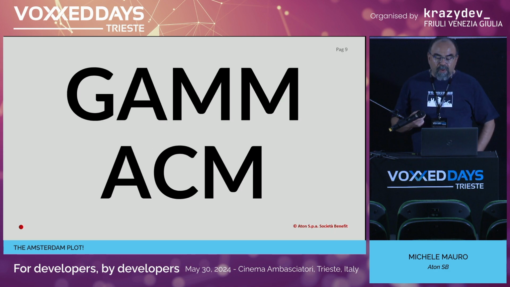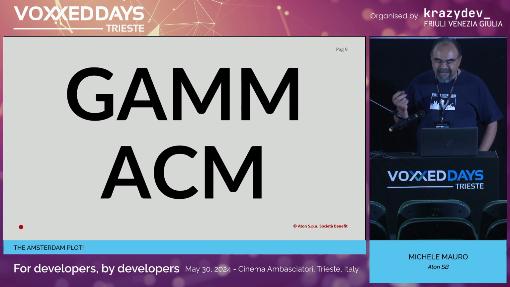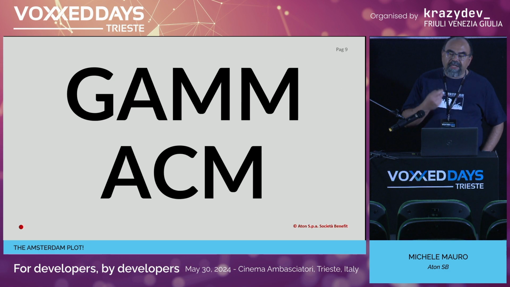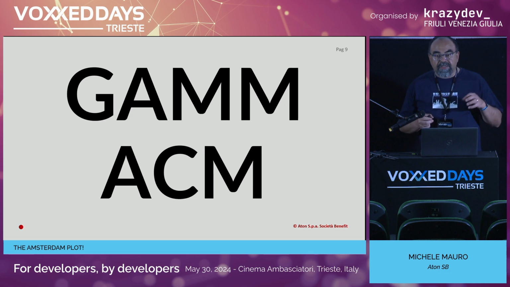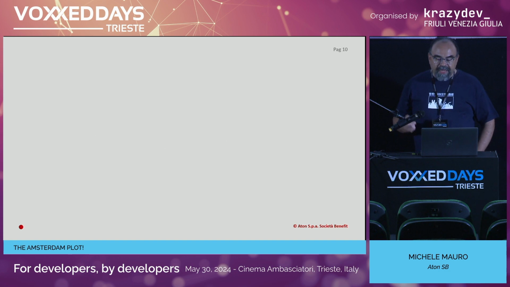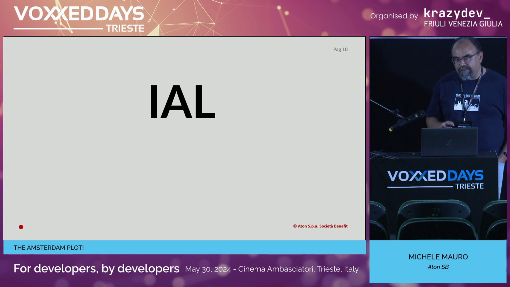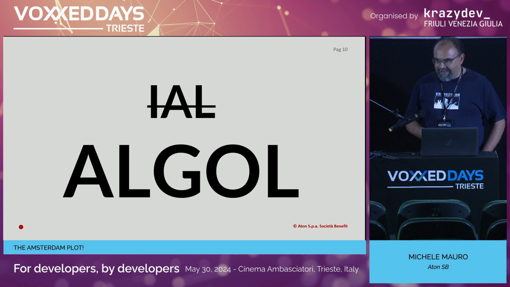These ideas were well known on both sides of the Atlantic. In particular, the GAMM, Gesellschaft für angewandte Mathematik und Mechanik, and its US counterpart, the ACM, the Association for Computing Machinery, started pushing an initiative to design a new common language. Their representatives met in Zurich in late May, and yes, that's exactly 66 years ago. And they started working on IAL, International Algebraic Language. However, they quickly realized that this name sucked, and they chose ALGOL, way cooler, Algorithmic Language.